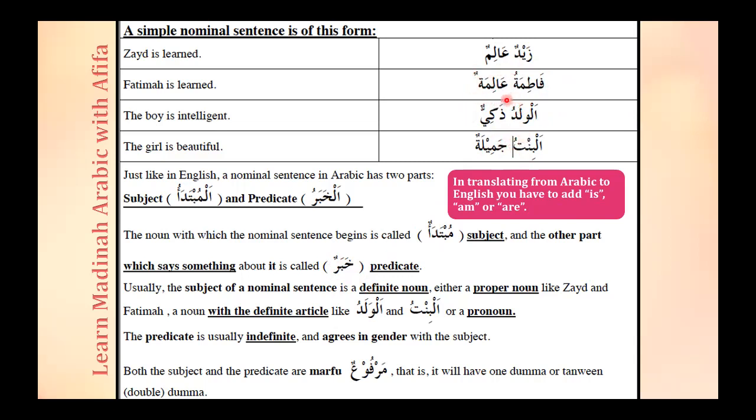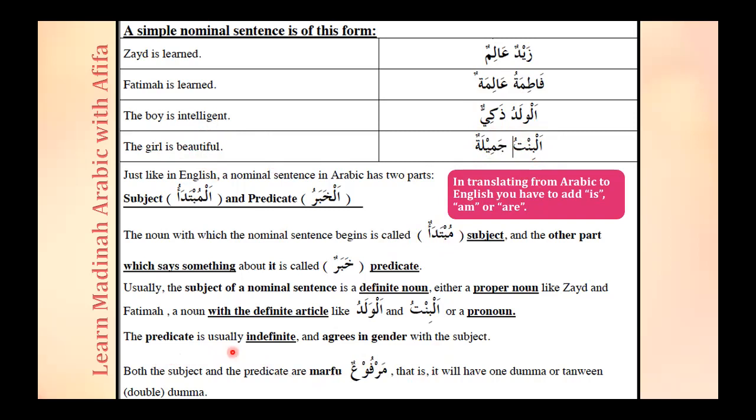In the next example, al-waladu is the mubtada. Is the mubtada. What is the khabar? Zakiyun, because it is giving more information about the walad. It is giving you more information about the boy. Al-bintu is the mubtada, is the mubtada'un. What is the khabar? Go ahead, try to figure it out. Yes, if you're saying jamilatun, that is correct. That is the khabar. The girl is beautiful.